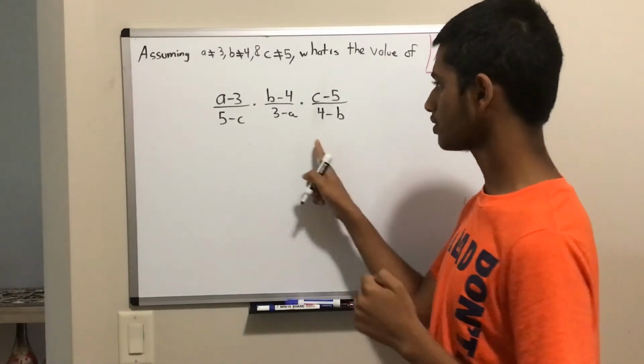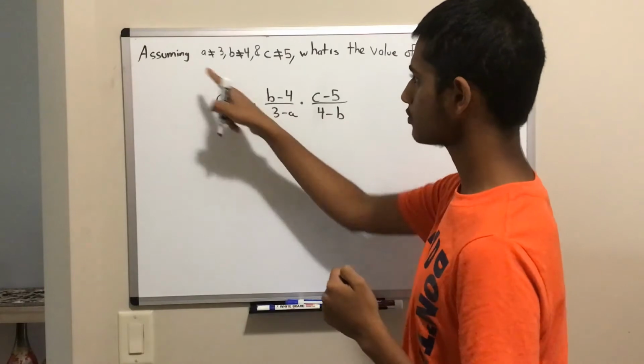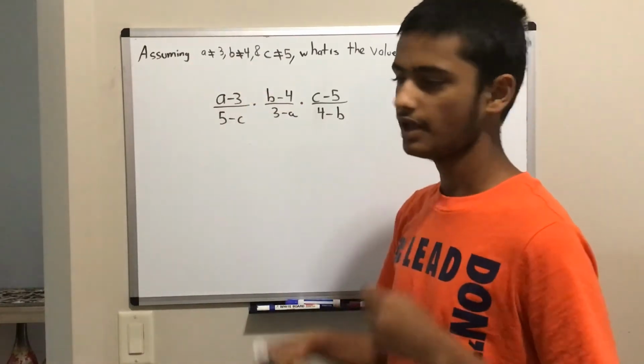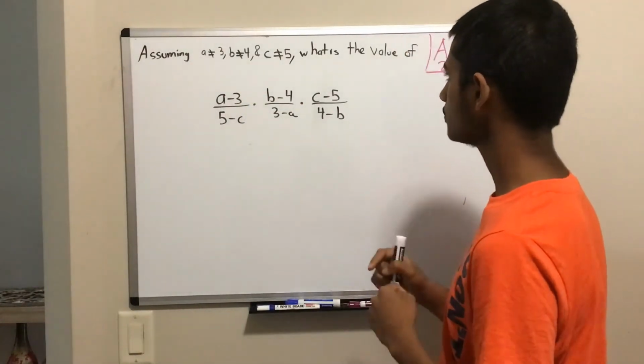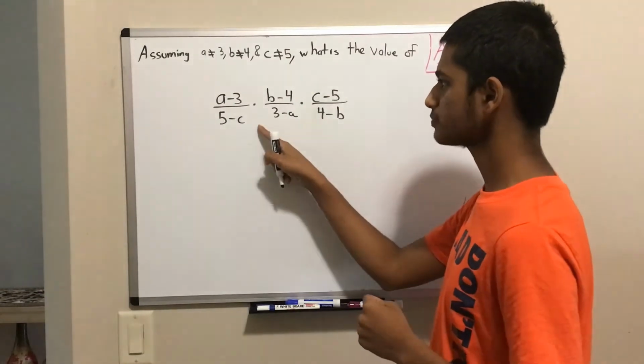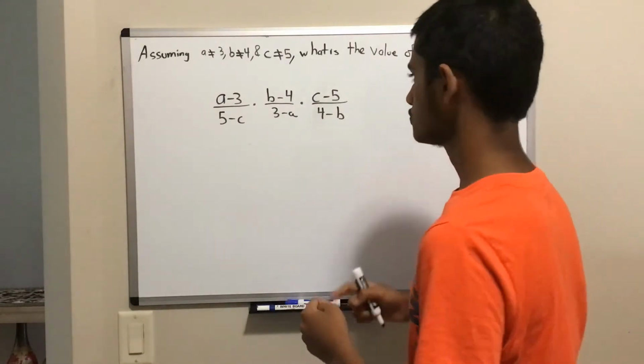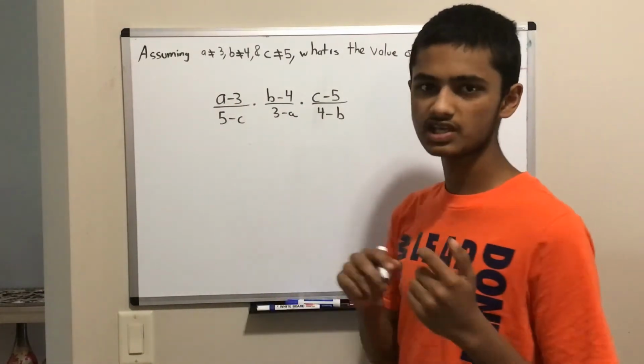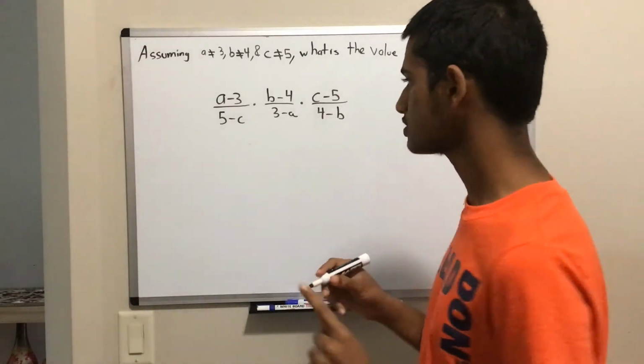Now let's look at problem number 3. We're saying that assuming a does not equal 3, and b does not equal 4, and c does not equal 5, what is the value of this expression in simplest form? Immediately there's nothing that we can obviously cancel out, but luckily there's a trick that we can see.